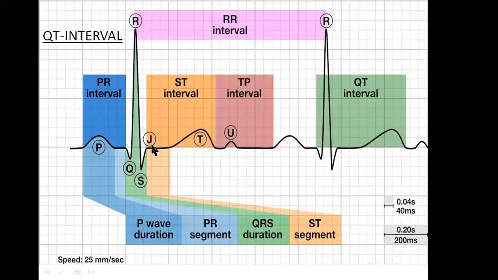And next is the QT interval. This is the QT interval, starting from the Q wave to the end of the T wave. Normally it is 0.36 to 0.44 second, or 9 to 11 small boxes. And this QT interval is sometimes shortened and sometimes prolonged.